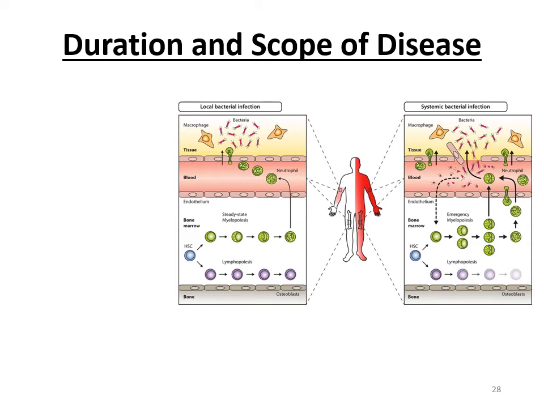So on this slide, we're going to start looking at the duration and scope of disease, which means how long does a particular infection last, and how far does it spread? When we talk about duration, there are a few different categories. An infection can be acute, chronic, subacute, or latent. Acute means the symptoms develop really quickly, but the disease itself will only last a very short time.